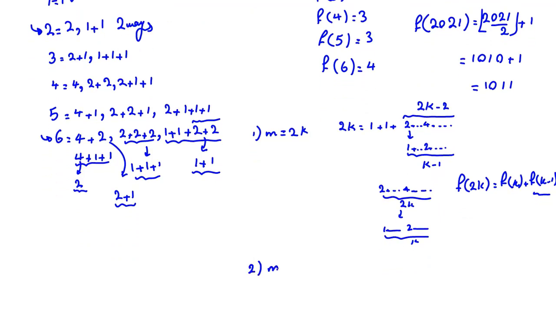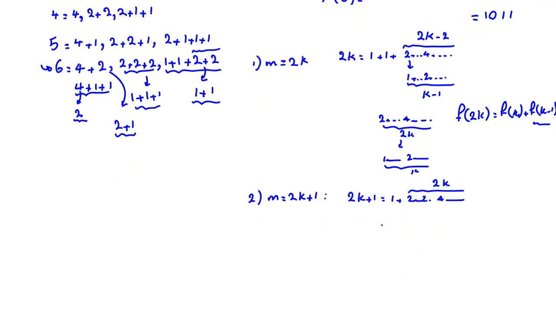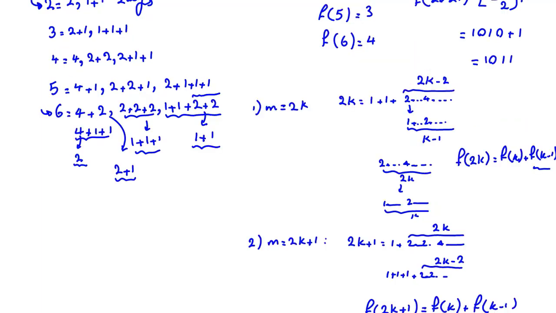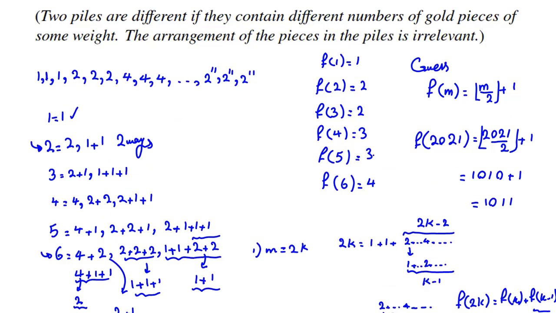Now for case 2, if m is 2k plus 1, then you have 1, 1 or 3 ones. If you have 1, 1, then the rest 2, something, 4, then it will be 2k. You divide it by 2, it will be k. If you have 3 ones and some 2s, and so on, it will be 2k minus 2. So f of 2k plus 1 equals f of k plus f of k minus 1. And if we check, for example, f of 5, k is 2, it is f of 2 plus f of 1. It's 2 plus 1, 3.